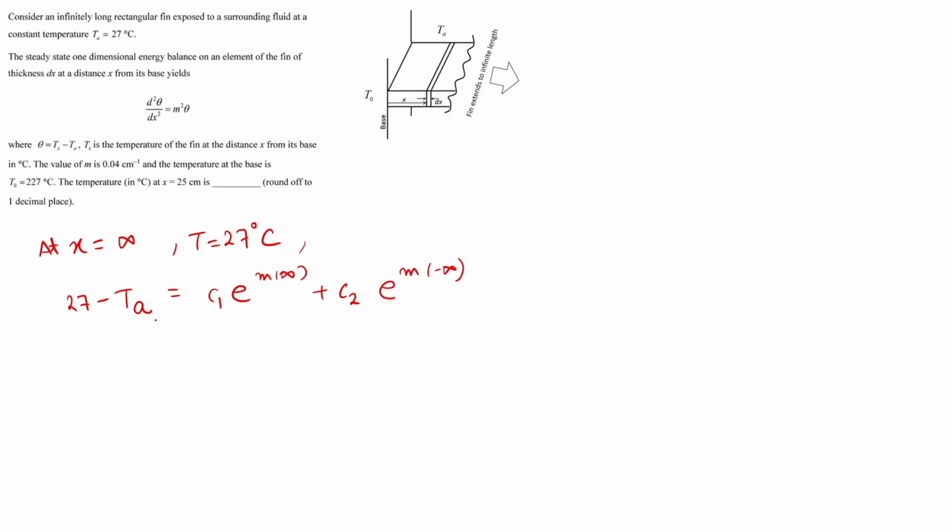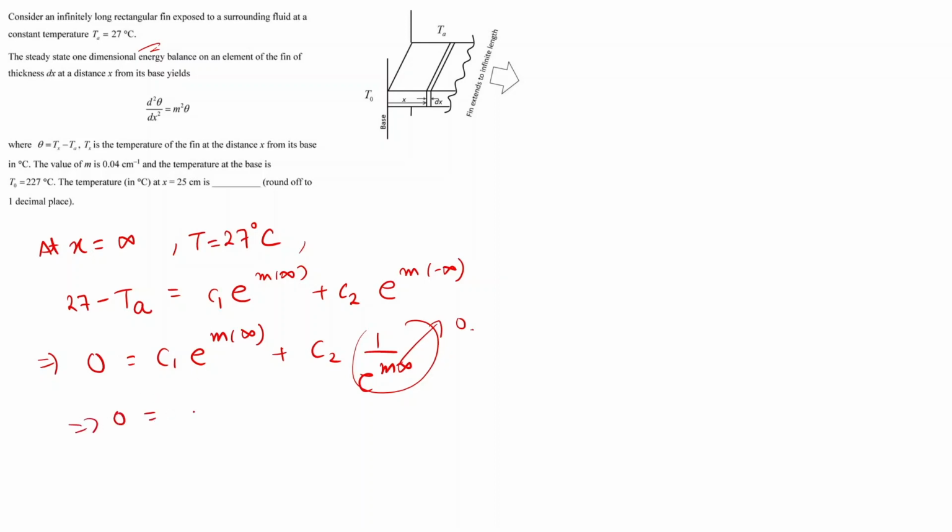Ta we have also been given as 27 degrees Celsius, so the left side will become 0, equal to C1 e raised to m into infinity plus C2 times a term that will become 0. So from there we can write that 0 is equal to C1 into e raised to infinity. We know that this value will be very large, that is infinity, so C1 only will be equal to 0. So that implies C1 is equal to 0.